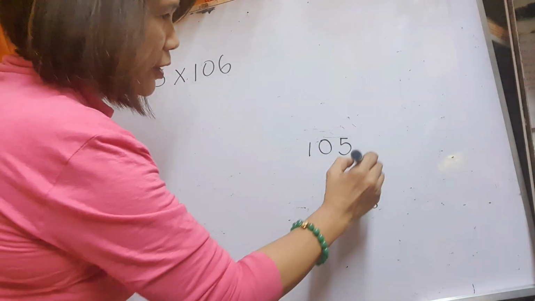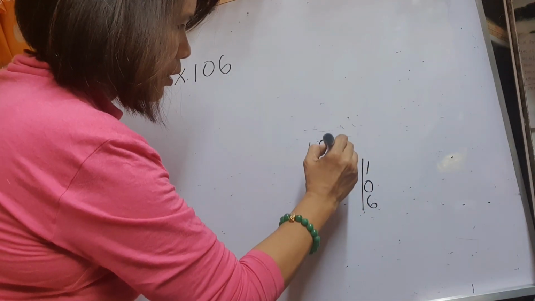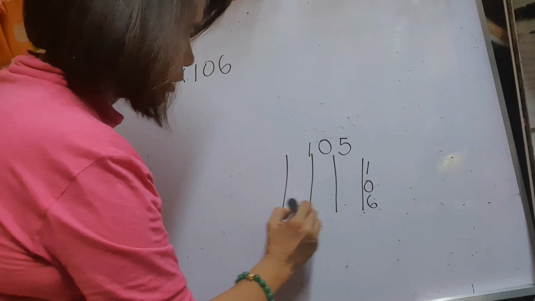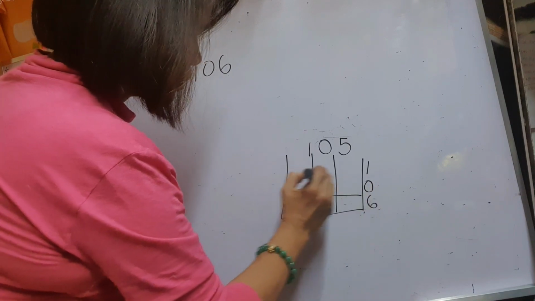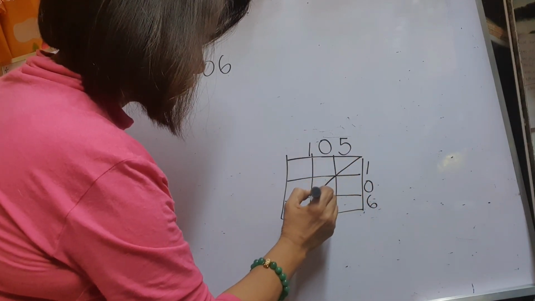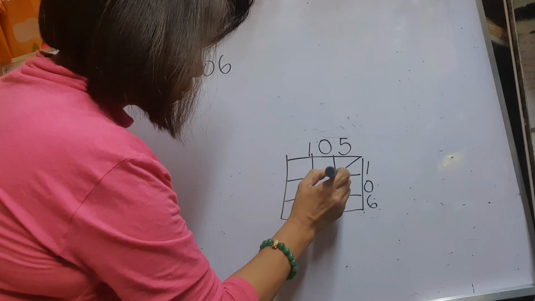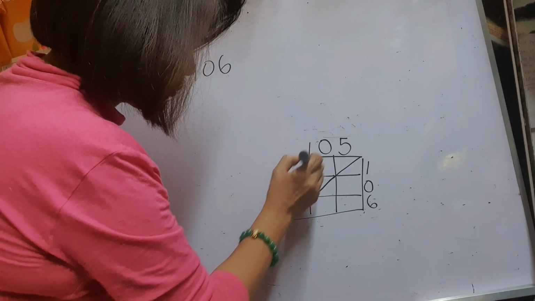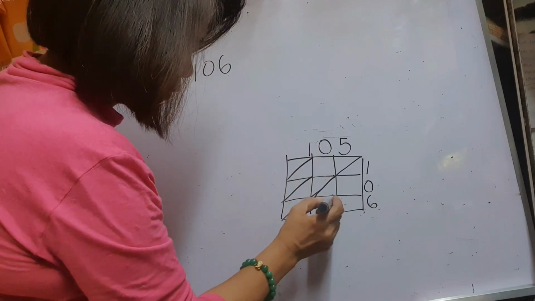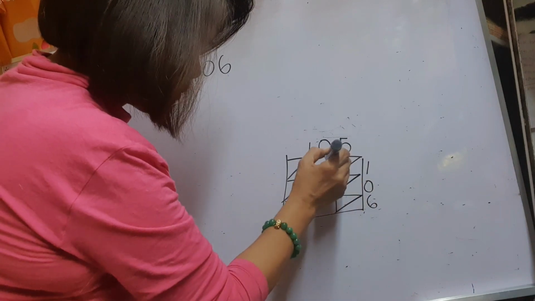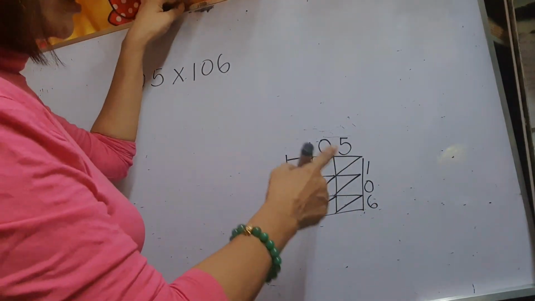Okay, now let's try this one. Here, and then here, and then here, and then here. Okay? So, tingnan natin ha. Tingnan muna natin dito. Okay, so here, and then here. And then here. Okay, so now let's try this one.